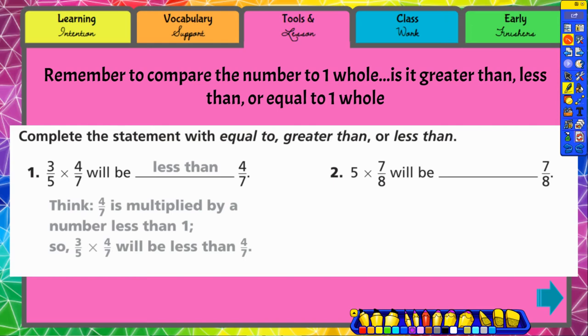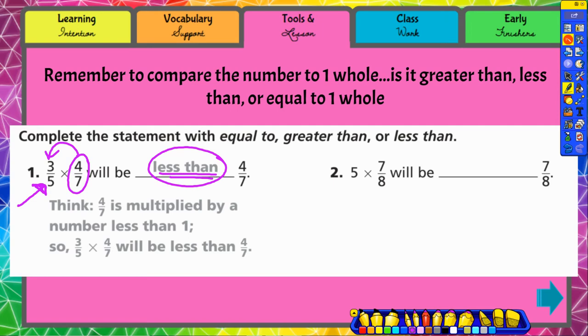So in number 1, it says 3/5 times 4/7 will be, pretend we didn't know this, right? Greater than, less than, or equal to 4/7. So I'm looking at 4/7. What am I multiplying by? I'm multiplying by 3/5. About 3/5, we say, is 3/5 greater than 1, less than 1, equal to 1? Well, I know that 3/5 is less than 1, therefore my product will be less than 4/7.